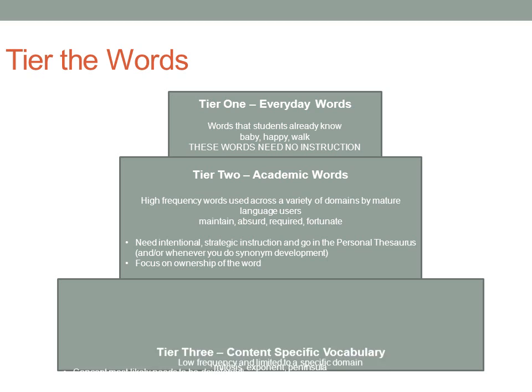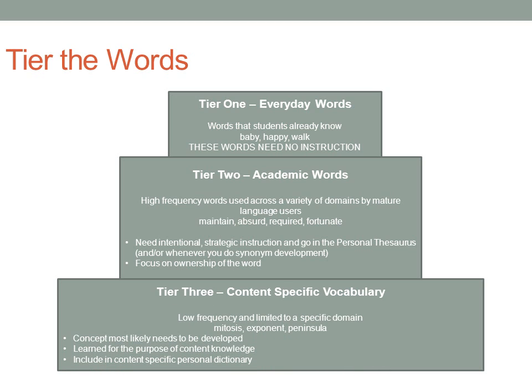Tier 3 are content-specific vocabulary words. These are low frequency and limited to a specific domain, like mitosis, exponent, and peninsula. The concept will need to be developed. They're learned to help the kids learn the content knowledge, and this would include the practice of a specific personal dictionary for that content area.